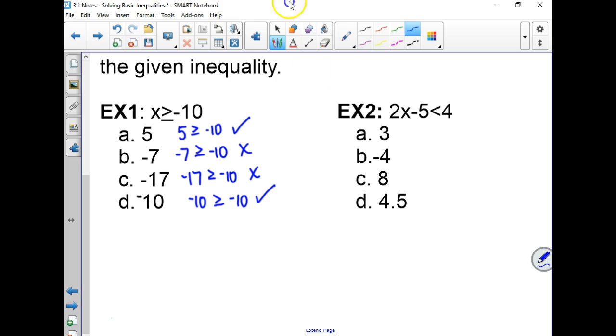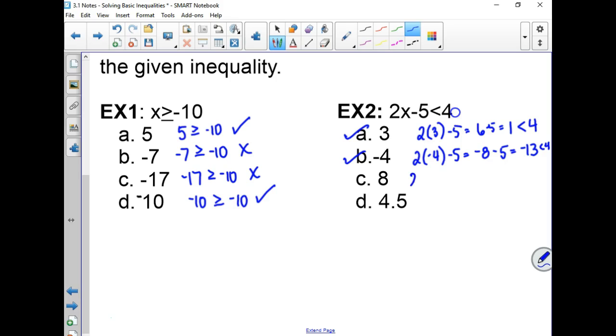Another example would be one like number 2, where we have 2x minus 5 is less than 4. One way that we could solve this is to solve the inequality. But the other thing we can do is plug the numbers in. So 2 times 3 minus 5, that's going to give us 6 minus 5, which is 1. 1 is less than 4, so this is a solution. When we plug in negative 4, we have 2 times negative 4 minus 5. 2 times negative 4 is negative 8 minus 5. And negative 8 minus 5 is going to give us negative 13. Negative 13 is less than 4 as well, so this is a solution.